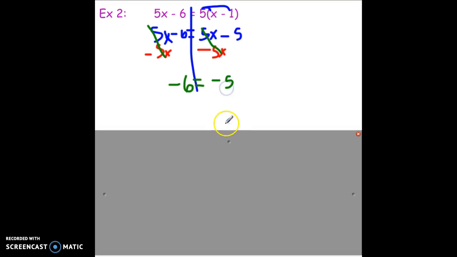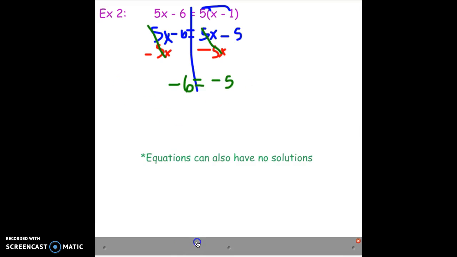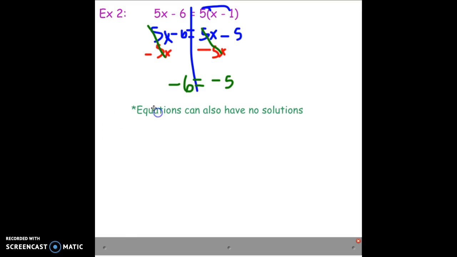Oh, hang on, all my x's are gone. So now let's look at this. If I've got negative 6 equals negative 5, is that something that's true? No, negative 6 is not going to equal negative 5. It's never going to equal negative 5. So this is something called no solutions. There is no number in the history or future of numbers that can ever work to make this equation work. So anytime you cancel out all your x's and you've just got a number equals a different number, it's no solutions.